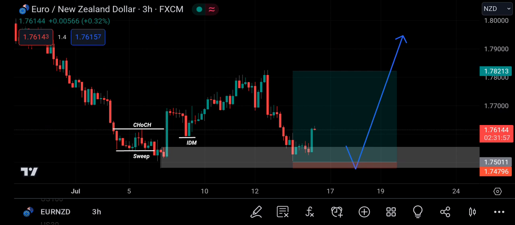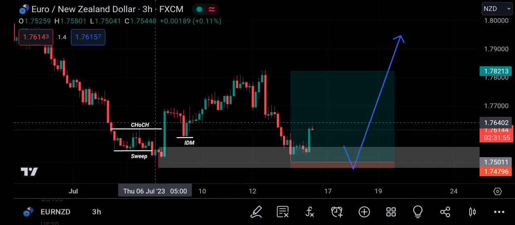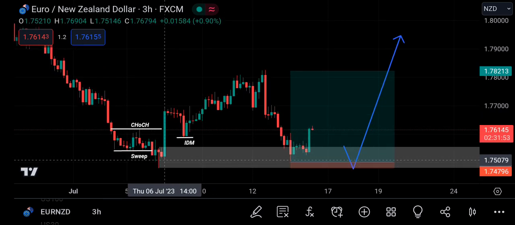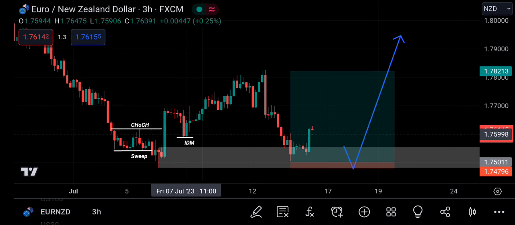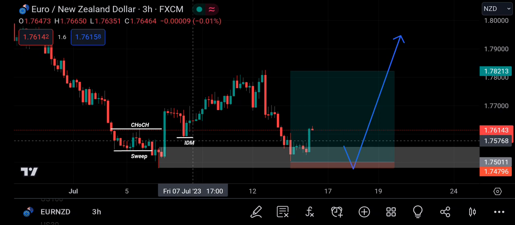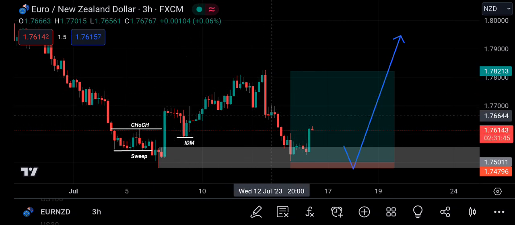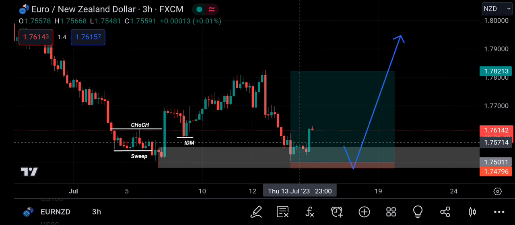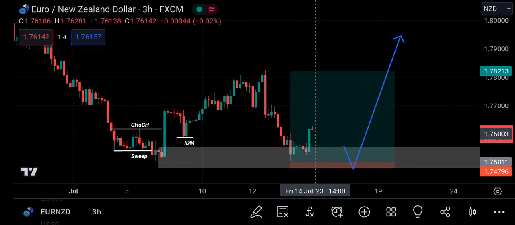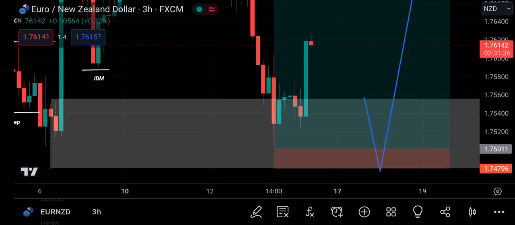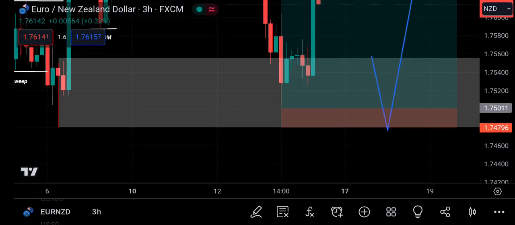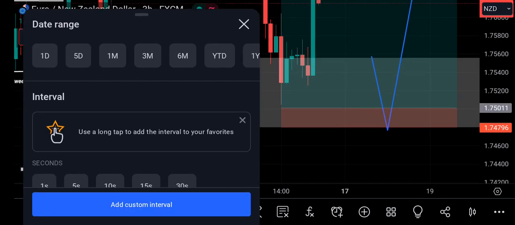We had a change of character, of course. We also had a break of structure, which was a liquidity sweep. A break of structure indicating that the market is bullish. First pullback, which was inducement. Another break of structure, coming back, hitting the inducement, touching our point of interest, and giving us a reaction to the upside.